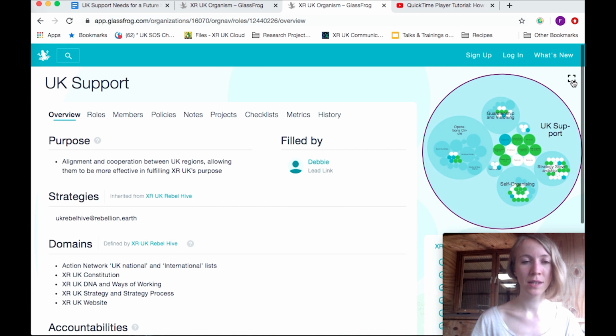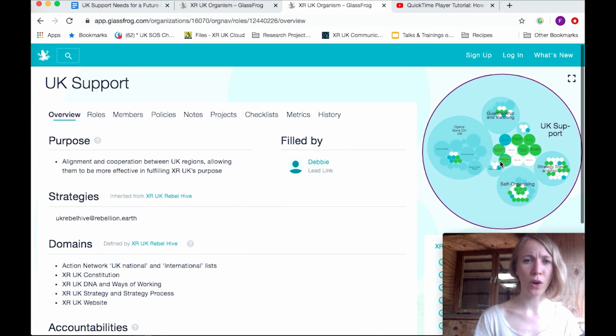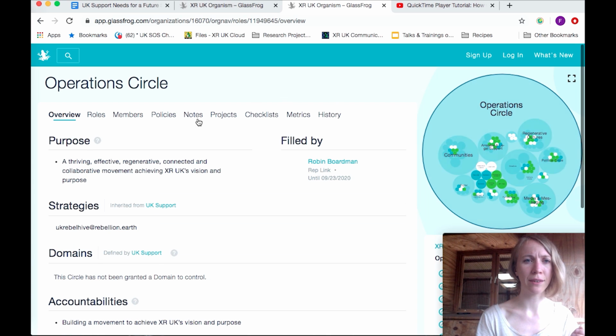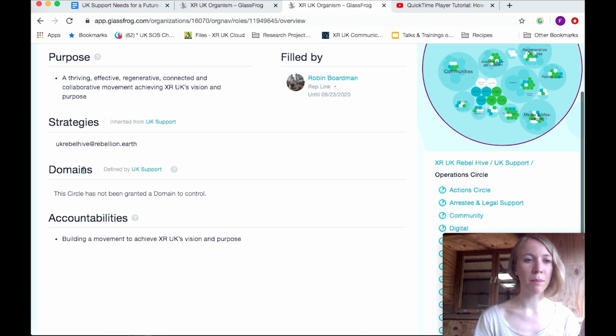Okay, so if we make the circle diagram smaller again by clicking in the right upper corner, then what will happen is that you can see all this information on the left side, which might be a bit confusing at first. So let's look into this. What can you see here on the left side? First of all, under Overview, you can see the mandates of a team. The mandates basically describe the working area of the team, and they consist of the purpose of the team, the domains of the team, and the accountabilities of the team.